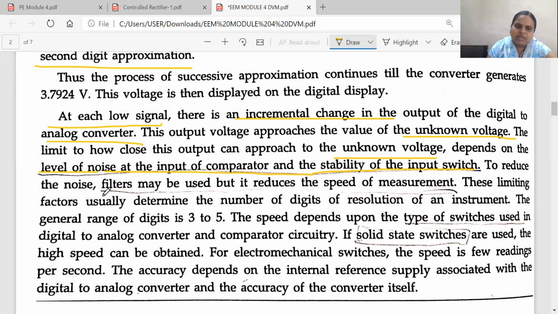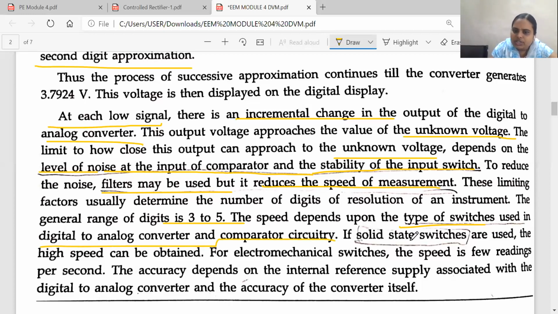To reduce the noise, filters may be used, but they reduce the speed of the measurements. If I use filters, the speed of the conversion is reduced. These limiting factors usually determine the number of digits of resolution of an instrument. The general range of digits is taken as 3.3 to 5. Then the speed depends upon the types of switches used in the digital to analog converter and comparator circuitry.